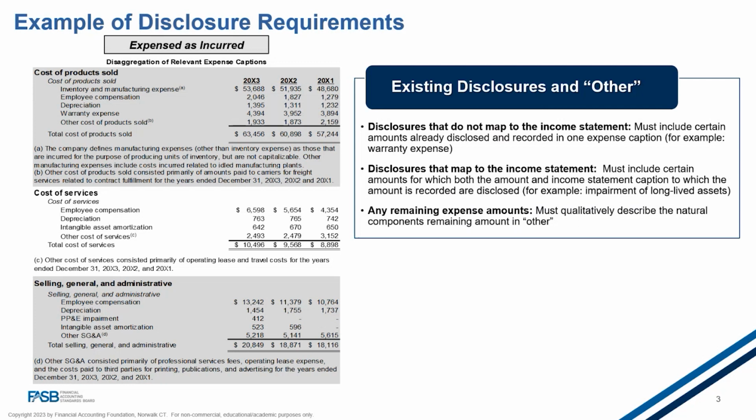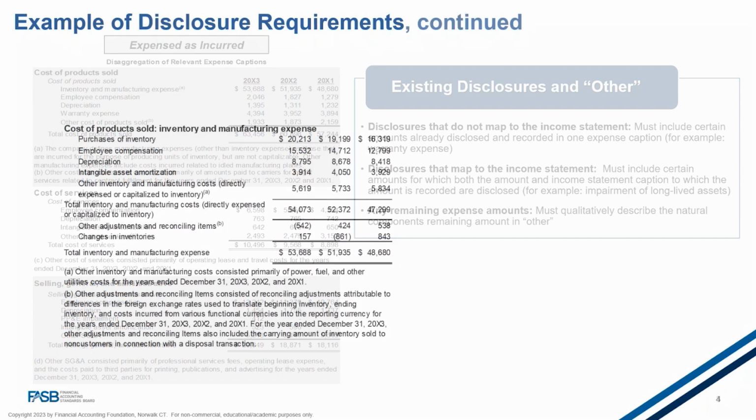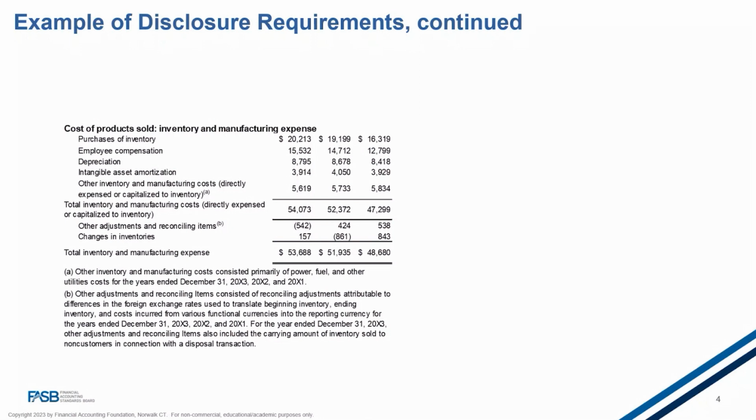On the next slide, we will discuss how the proposed update would address this issue by requiring more information about those inventory and manufacturing costs. This slide shows the further disaggregation of inventory and manufacturing expense. As mentioned earlier, it's very common for employee costs, depreciation, and materials costs to be initially recorded as inventory before those costs are recognized in the income statement when that inventory is sold.